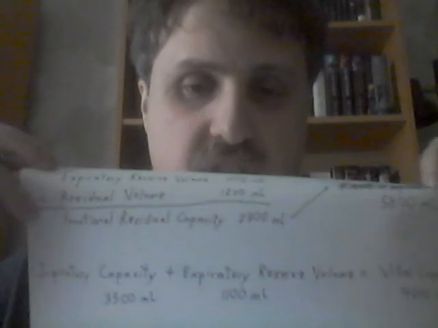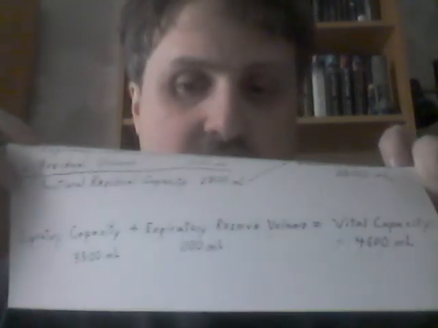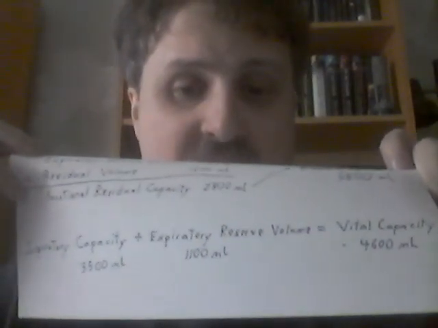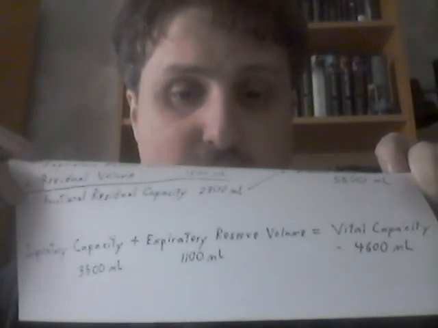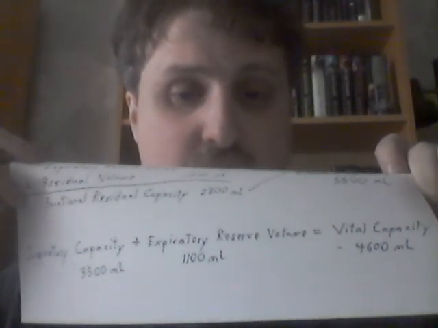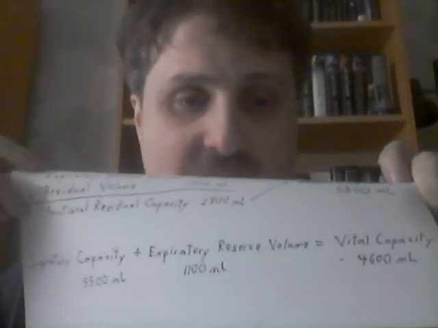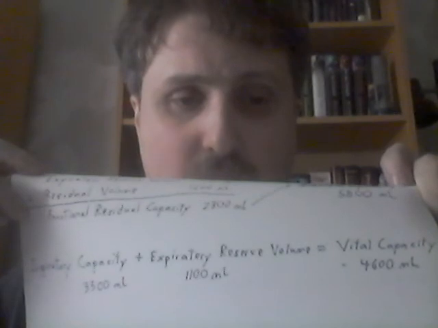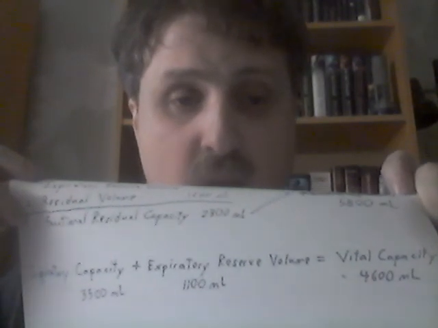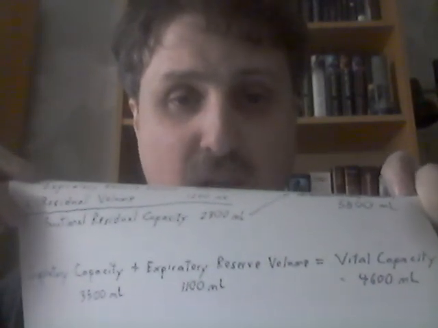If I want to find out my vital capacity, that is the bottom equation you can see here. My vital capacity is calculated as inspiratory capacity, how much I can breathe in, plus expiratory reserve volume, the maximum amount I can breathe out. Together, that gives me the average vital capacity for a normal healthy adult of about 4,600 milliliters. In other words, if I breathed in as much as I can and breathed out as much as I can, about 4,600 milliliters of air will move in and out of my lungs.